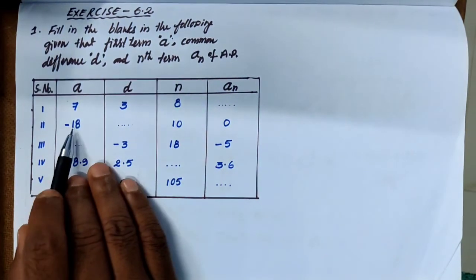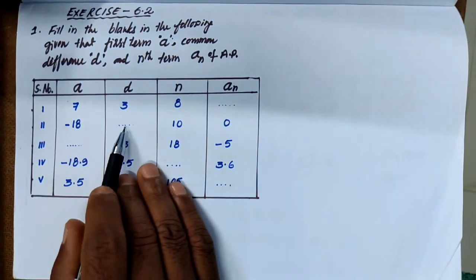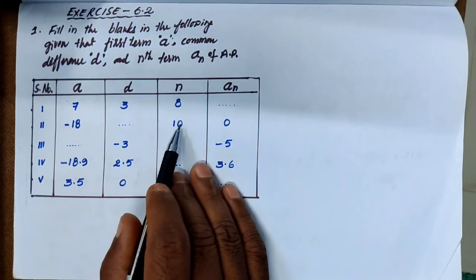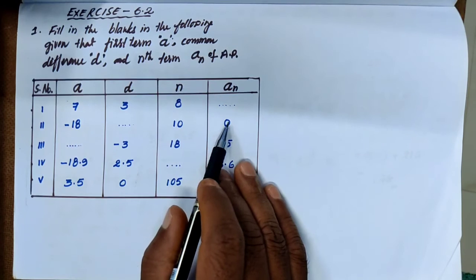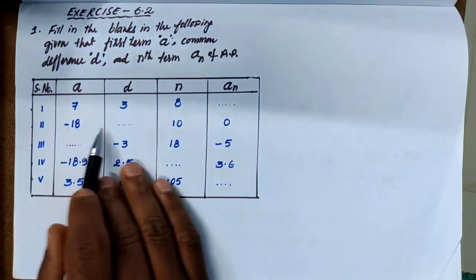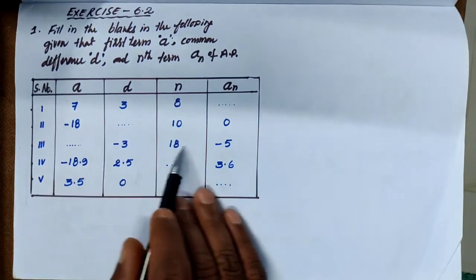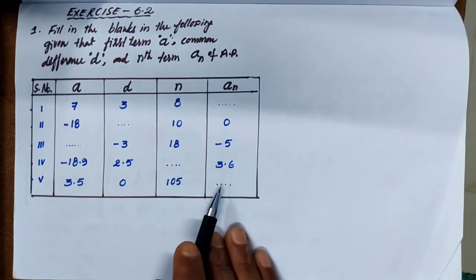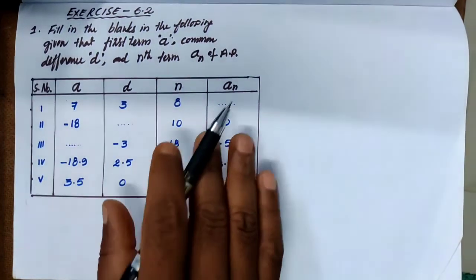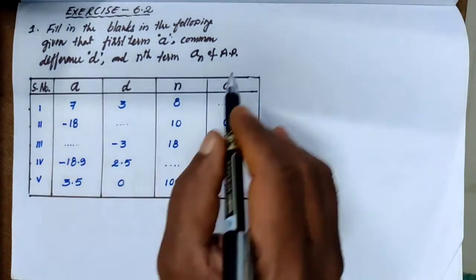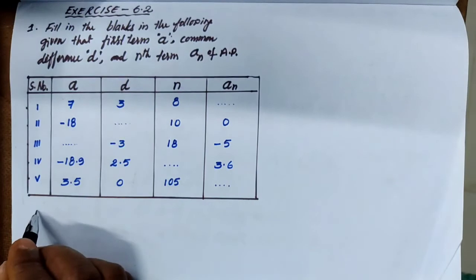And similarly here the first term is given, common difference is not given, the number of terms 10 is given, and the last term, that is the nth term, is 0. So from this given table we can find the common difference. So similarly you can find all these problems one by one. So let's do the first one.